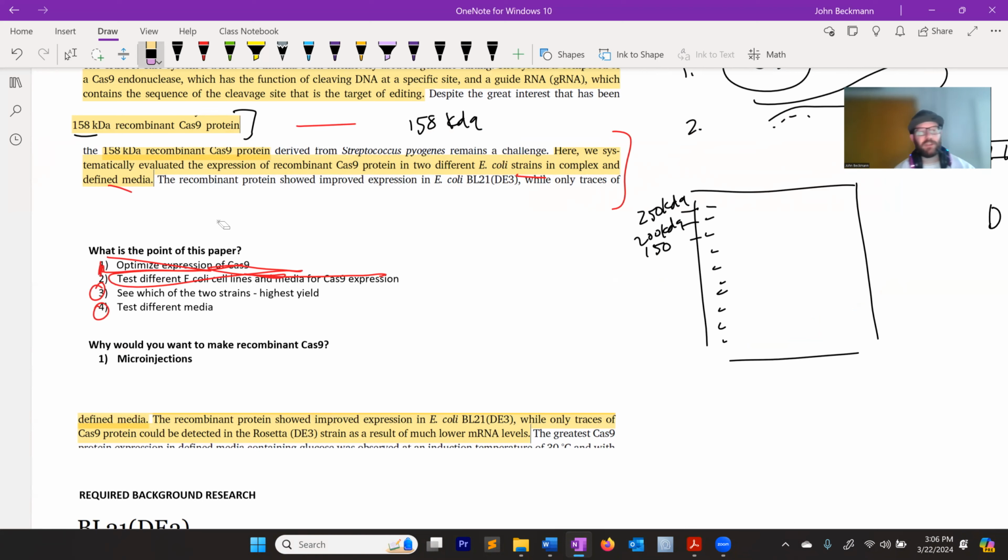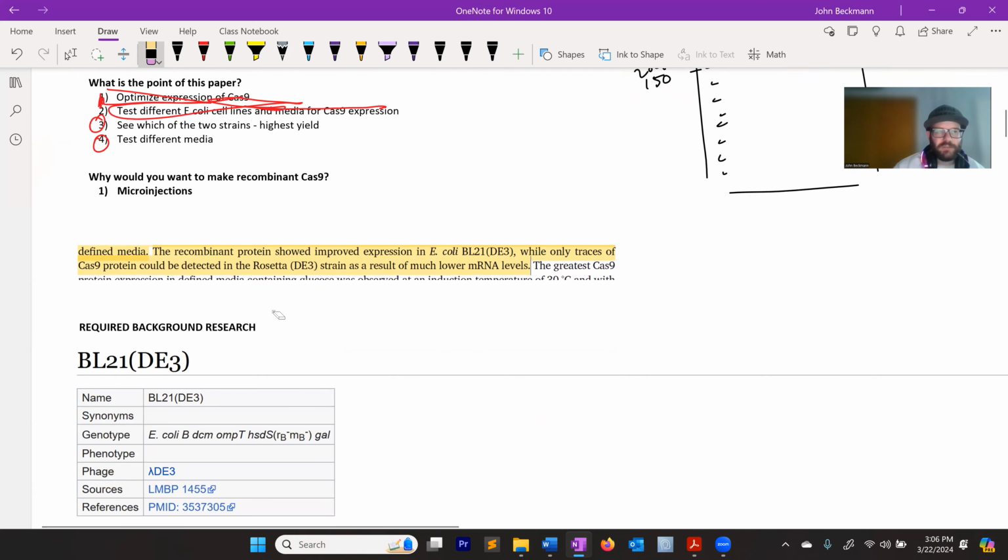harvesting embryos of cows, or harvesting embryos of Drosophila. Anything you're going to do microinjections for genome editing, it would be useful to be able to have highly purified, concentrated frozen stocks of Cas9 that you could just pull out of the freezer, thaw out, and microinject. Okay, so that's what you would use it for.